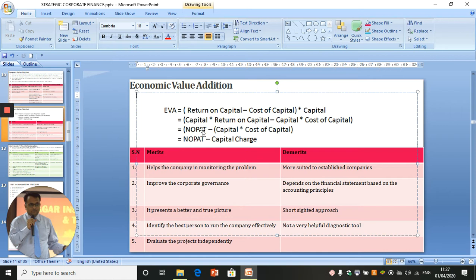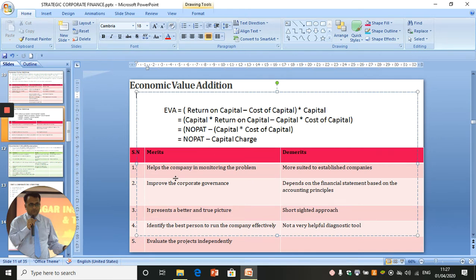So, or you can just change it as NOPAT, that is net operating profit after tax, minus whatever total capital you have, into cost of capital. So NOPAT minus capital charge. This is the profit, the value addition in the whole year, and this is the cost you paid for the capital you sourced. So once you deduct this, this is the economic value addition, the total value addition.